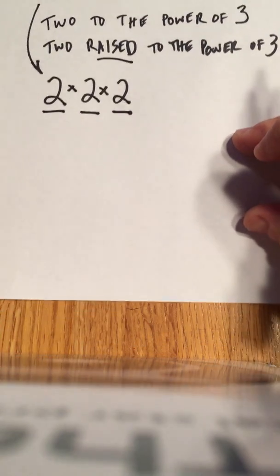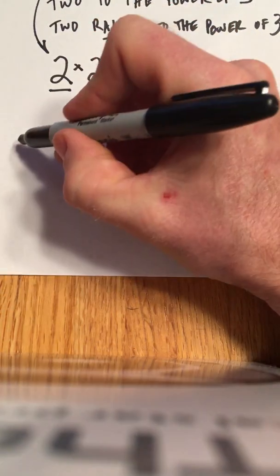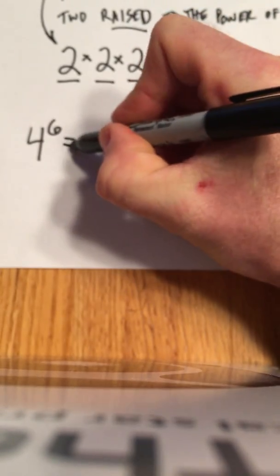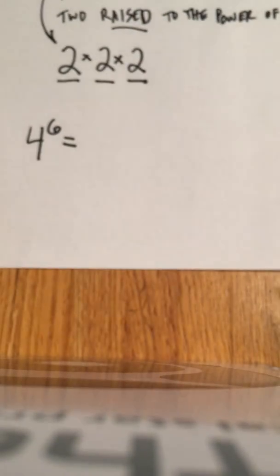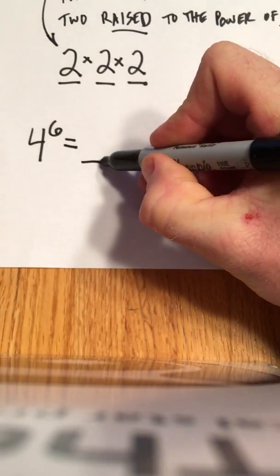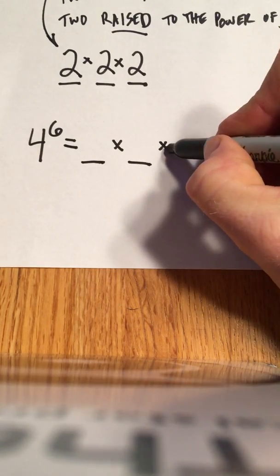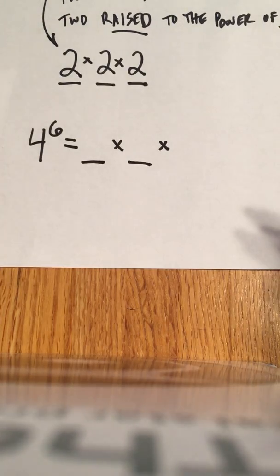So let's try another one real quick. I'm going to push this up. If we have 4 to the power of 6, or 4 raised to the power of 6, what do you think that's going to equal? Pause the video for just a minute and write what you think I'm going to be multiplying and how many times you think I'm going to be multiplying that number. Okay, so pause it now.